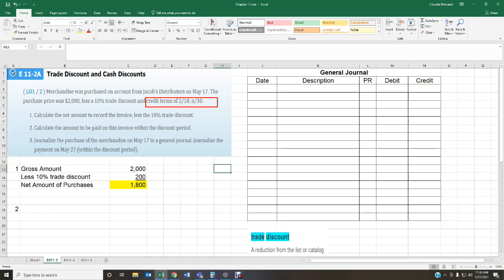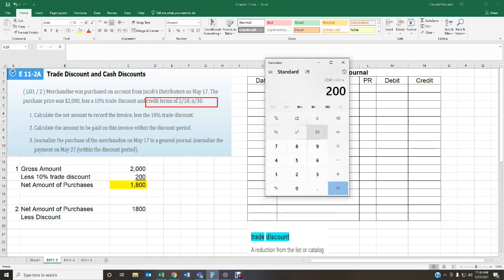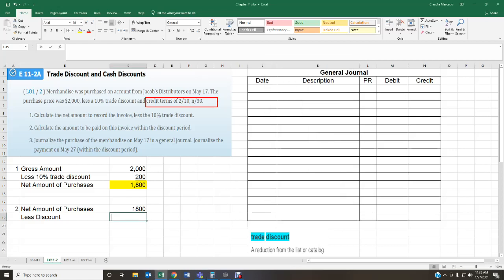Okay, so if you pay within 10 days, you're going to get a 2% discount. So it says to calculate the amount to be paid on the invoice within the discount period. So we paid within those 10 days. Okay, so now I'm going to get my net amount of my purchases, which is $1,800. Okay, and I'm going to deduct the discount, okay? And my discount is 2%. So I'm going to get 1,800 times 2%, and that's going to give me a discount of $36, okay?